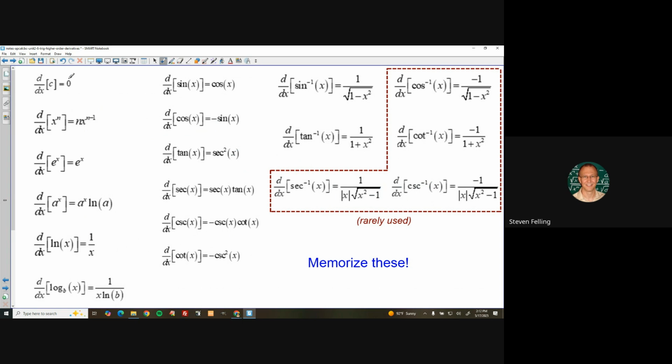The derivative of cosine is 0. The derivative of x to a power is n x to the n minus 1, the power rule. The derivative of e to the x is a copy. The derivative of a to the x is a copy times the natural log of a. The derivative of log is 1 over x.